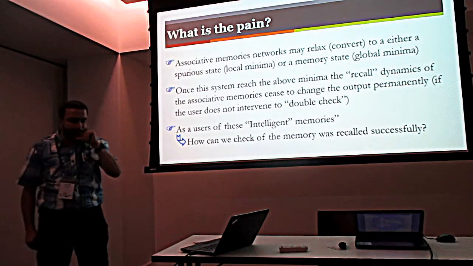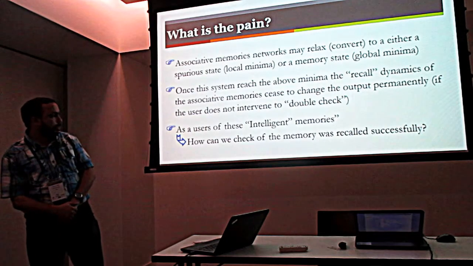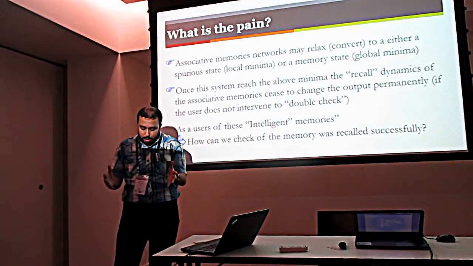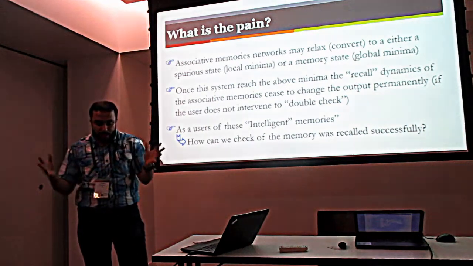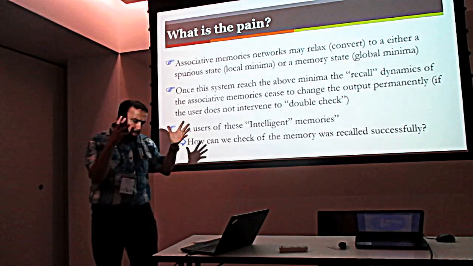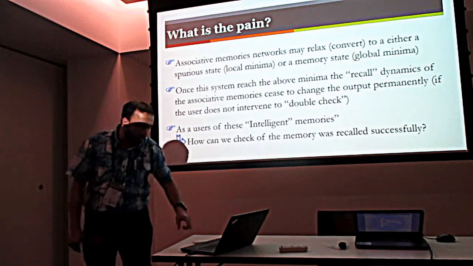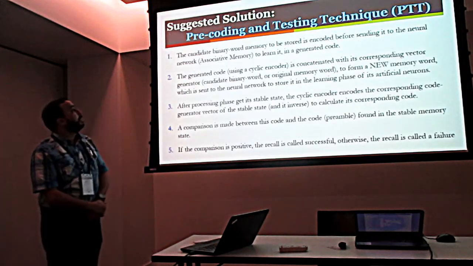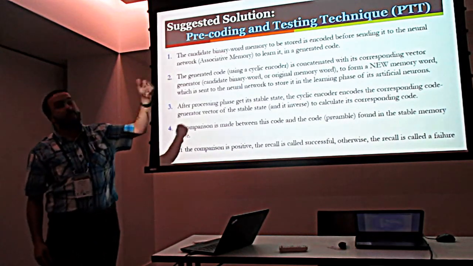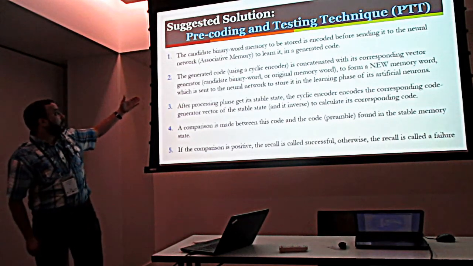So how to address that? That's what we are trying to suggest in this presentation. We want to check if the minima of the energy that we achieve with this content addressable memory corresponds to a global minima, that is a memory, not a spurious state. So that's the pain. What we suggest is a technique that we call the precoding testing technique. This technique has about 5 steps.